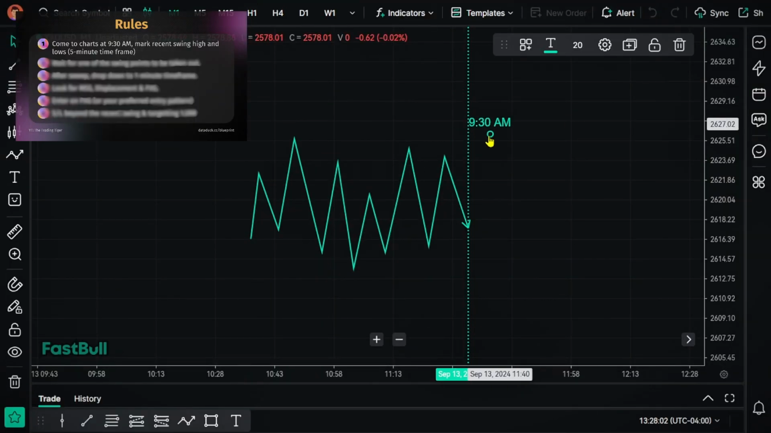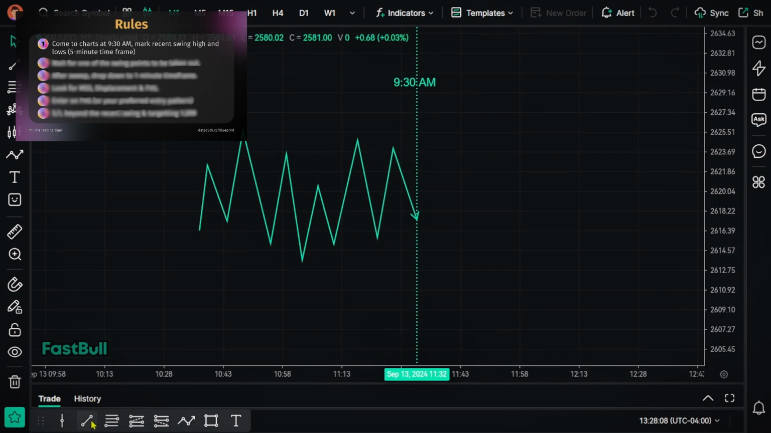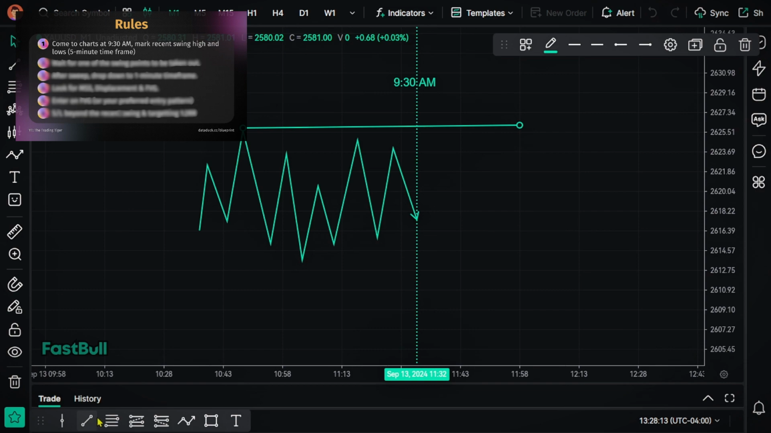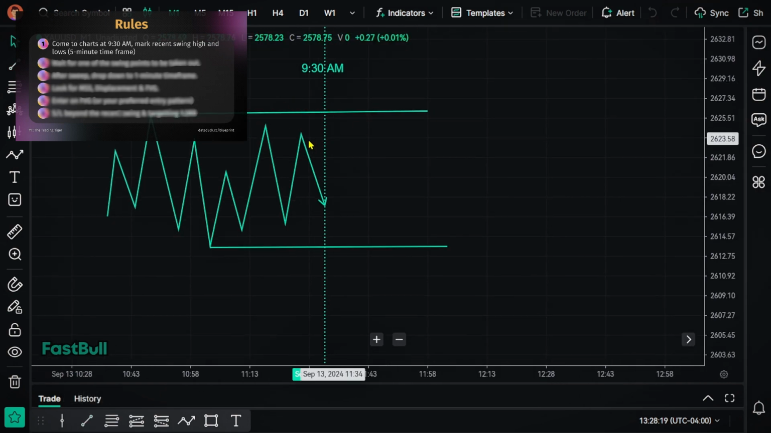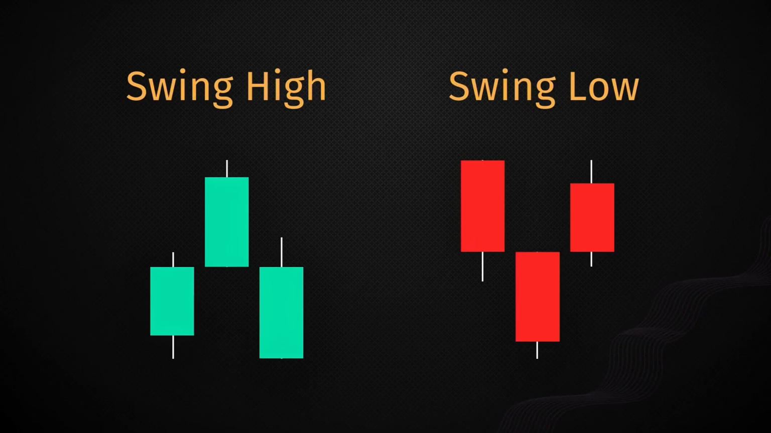First, you need to open the charts at 9:30 a.m. On the 5-minute time frame, mark all the recent swing highs and swing lows. If you're unfamiliar with swing points, they refer to a point where the price turns, with no higher or lower points on both sides of it. For example, a swing high is when the candle in the middle is higher than the candles on both the left and right sides. Similarly, for swing lows, the middle candle sticks out lower than the ones beside it.